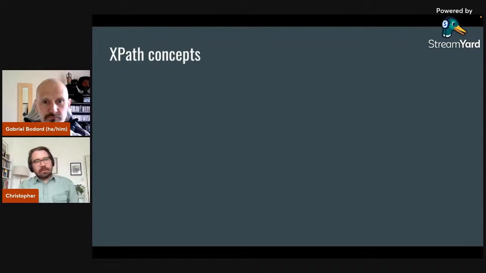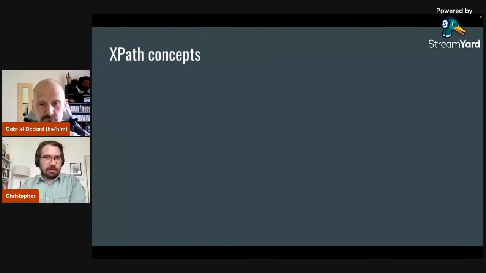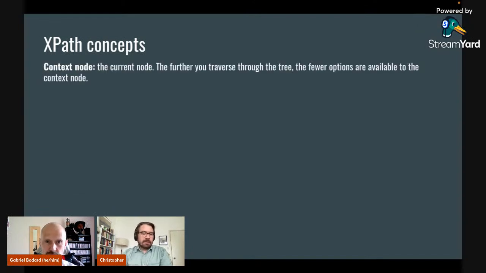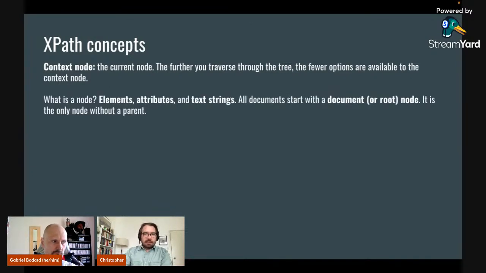Yes, let's get into some concepts and syntax in order to write and think about some XPath. One of the first concepts that we need to cover that's really important is the context node. And that just happens to be whatever the current node is that you're interested in or where your search is taking you. So as you traverse further into an XML tree, you'll have fewer options available to your current context node. Hopefully that'll make more sense in a moment when I show you an example.